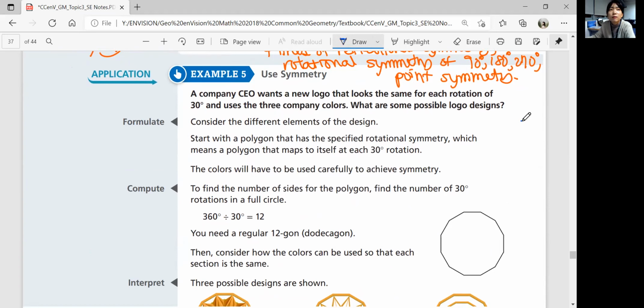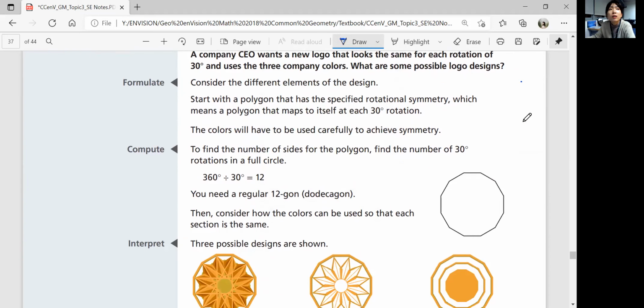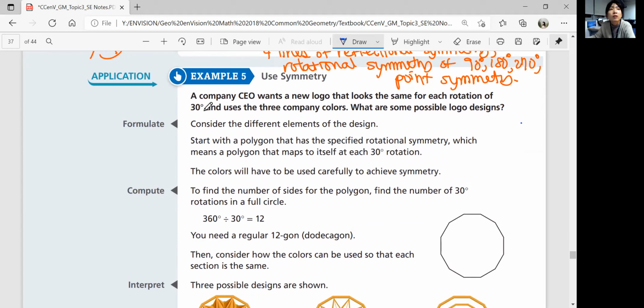Okay. So given this task, think about the symmetry you can make. Consider different elements of the design. Start with a polygon that has a specified rotational symmetry, 30 degrees, okay? Which means it should map itself at every 30 degrees rotation. So how many 30 degrees are in total 360 degrees? You can divide 360 by 30 and say, oh, I have 12 total of 30 degrees in 360 degrees.